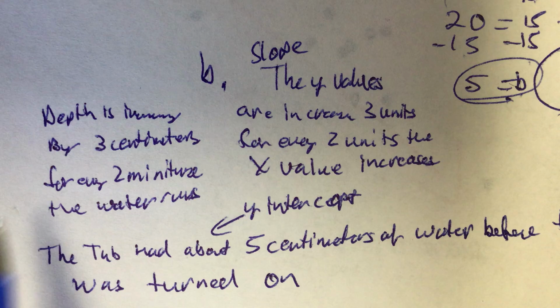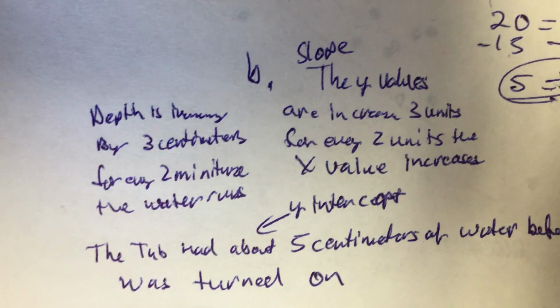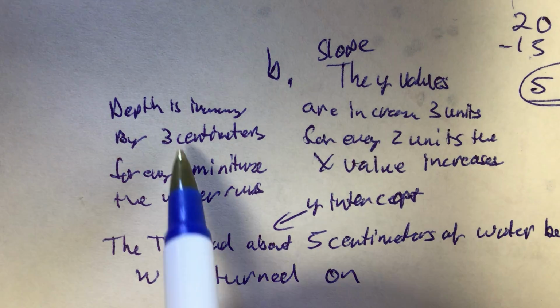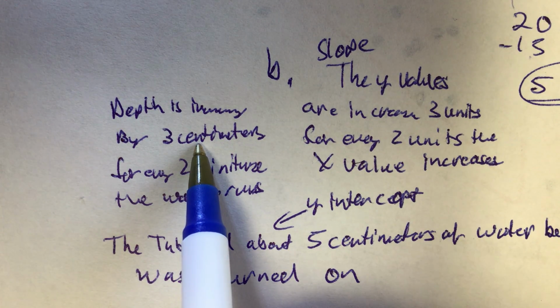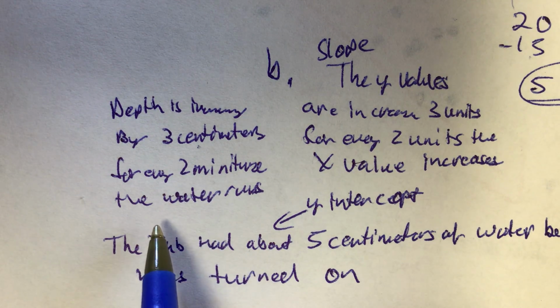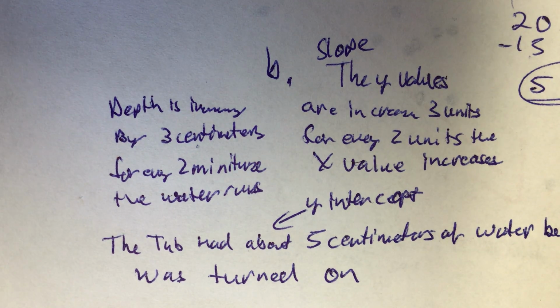Remember, it was measuring depth. Let me move this over a little bit. It was measuring depth in centimeters. So it was measuring the depth of the bathtub by increasing by how many minutes you had the water on. So therefore, the depth is increasing by 3 centimeters because it was being measured in centimeters. So the depth of the water is being increased by 3 centimeters for every 2 minutes that I leave the water on. Okay, the water is running in the bathtub.